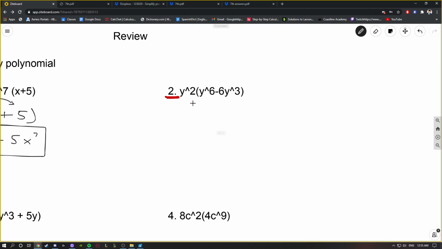Number 2, I will rewrite so it's easier to see visually. We have y squared times the quantity y to the 6th minus 6y to the 3rd. So again, we want to distribute, so y squared times y to the 6th is, when we add these two numbers together, we get y to the 8th minus, and then multiply y squared times 6y to the 3rd. So we keep this 6, and we get y to the 5th power.